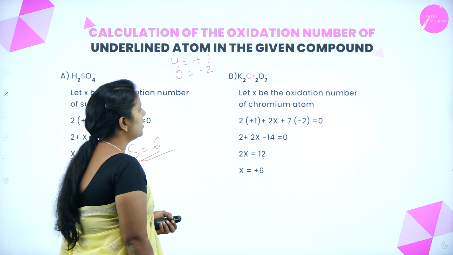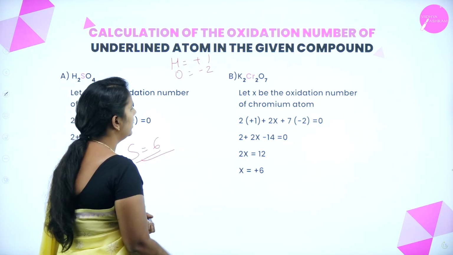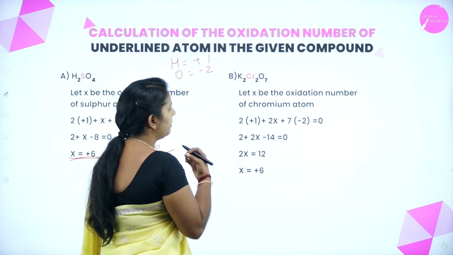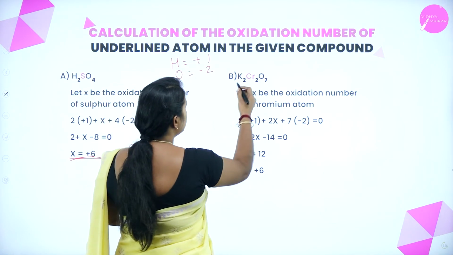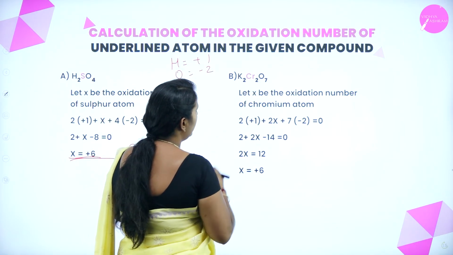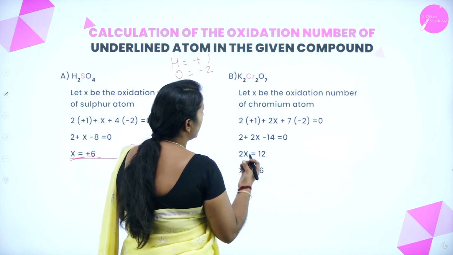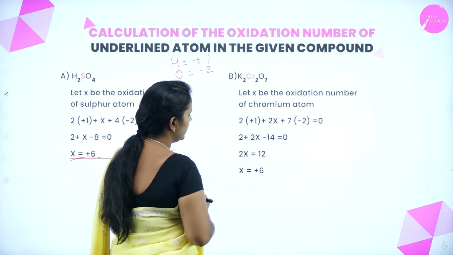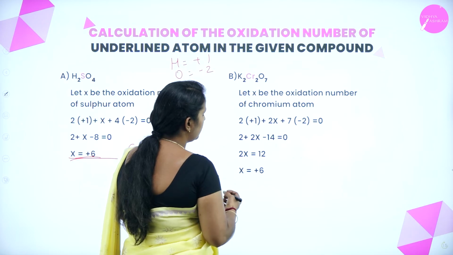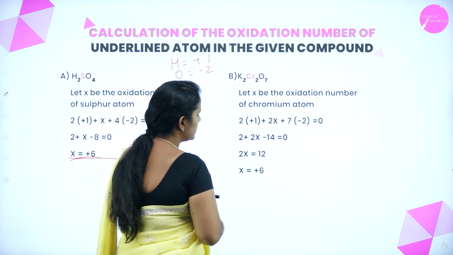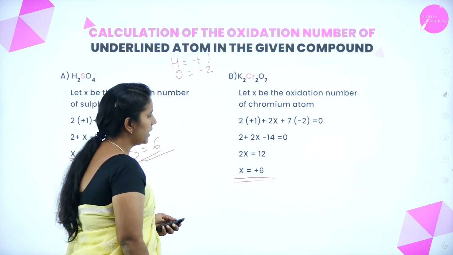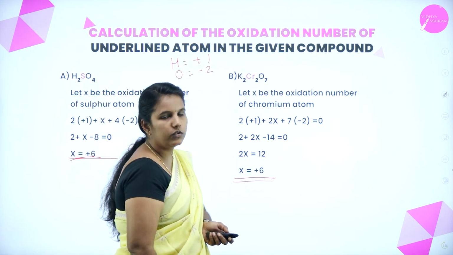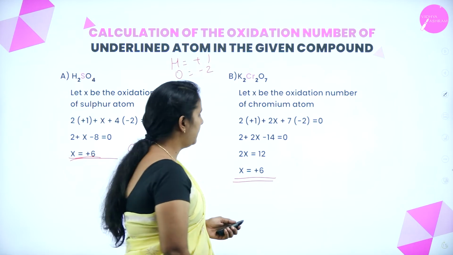Similarly, in the case of potassium dichromate, for the chromium atom we need to calculate the oxidation number. So 2 times +1 plus 2x plus 7 times -2 is equal to 0. 2 plus 2x minus 14 is equal to 0, 2x is equal to 12 and x is equal to +6. This shows that the oxidation state of the chromium atom is +6.